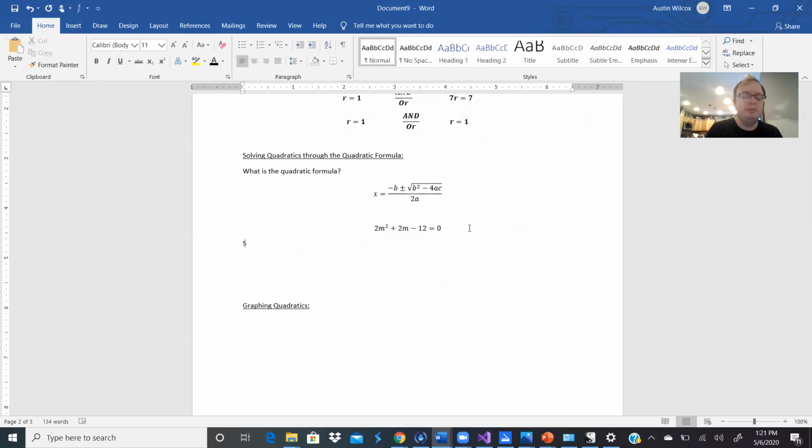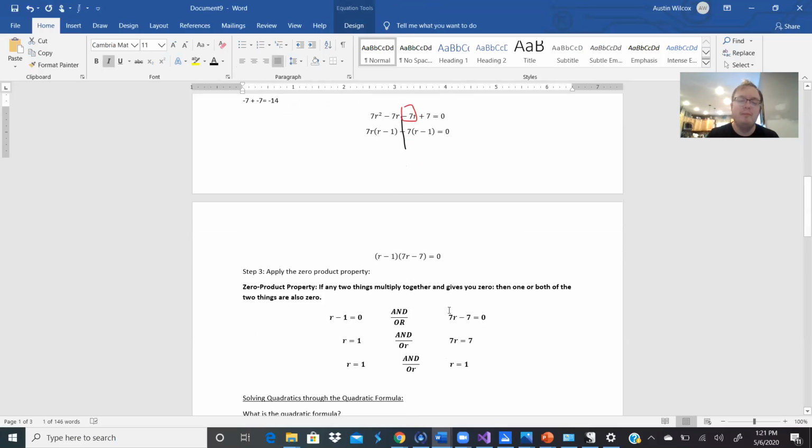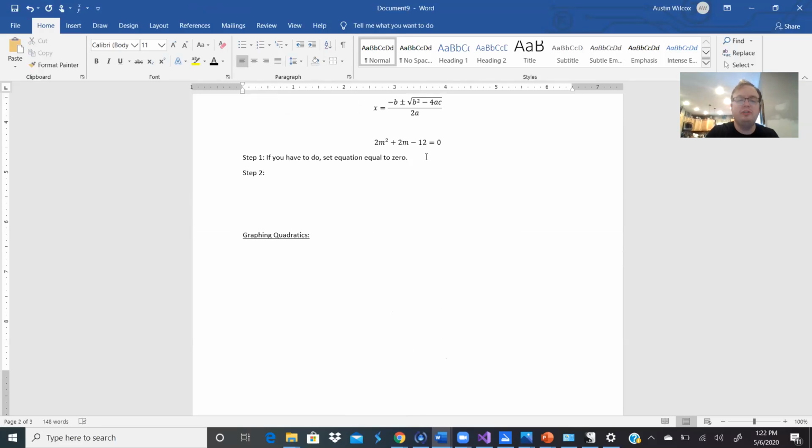So step 1: if you have to, set the equation equal to 0. Here it's already set equal to 0. Sometimes you might have to manipulate the equation, where you might have to add 7 to both sides, or subtract something, or you might just have to put 0 in for y. But this time they already had us set it equal to 0, so I don't have to do step 1. It's already done for us. Step 2 then is to label and determine what your a, b, and c values are.